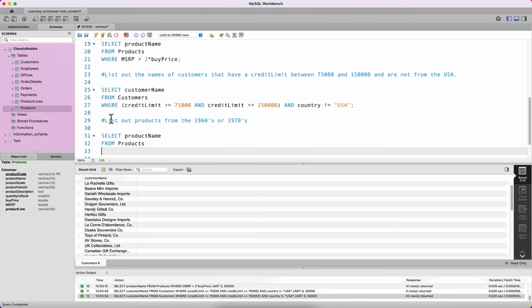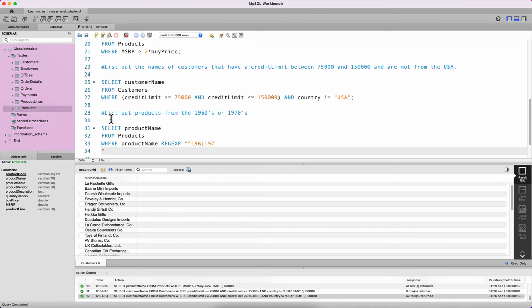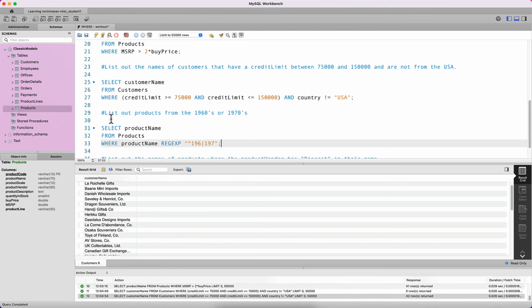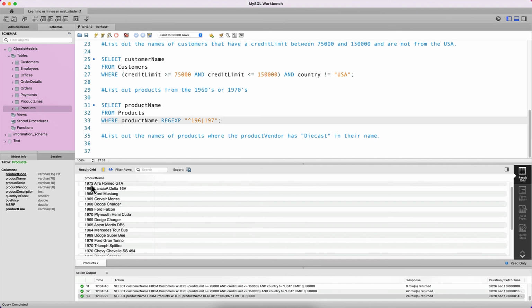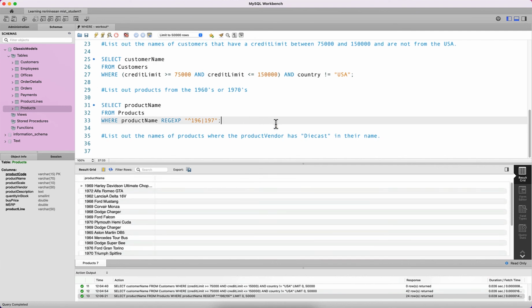And so where product name. Now, the entire product name does not contain like 1950, 1960. Only it starts with 1950 or 1960. So I'm going to use the regular expression operator, and I'm going to say starts with, right? The caret is an indicator starts with 196 or 197. And so we get those products that either start with 196 or 197.